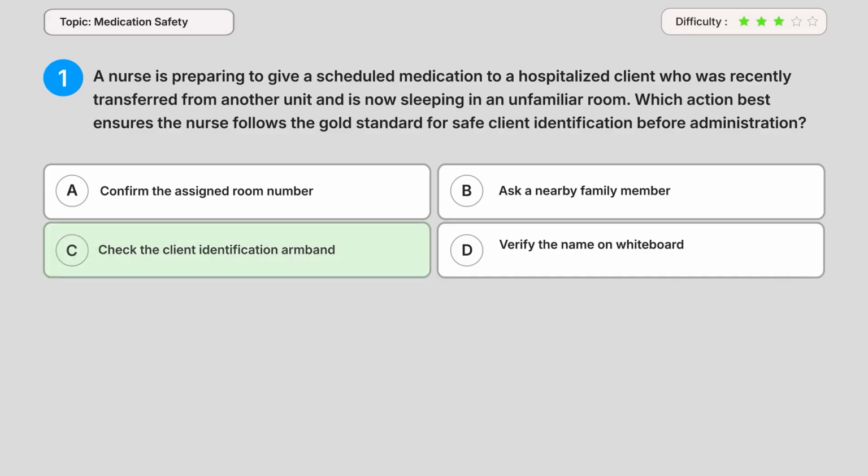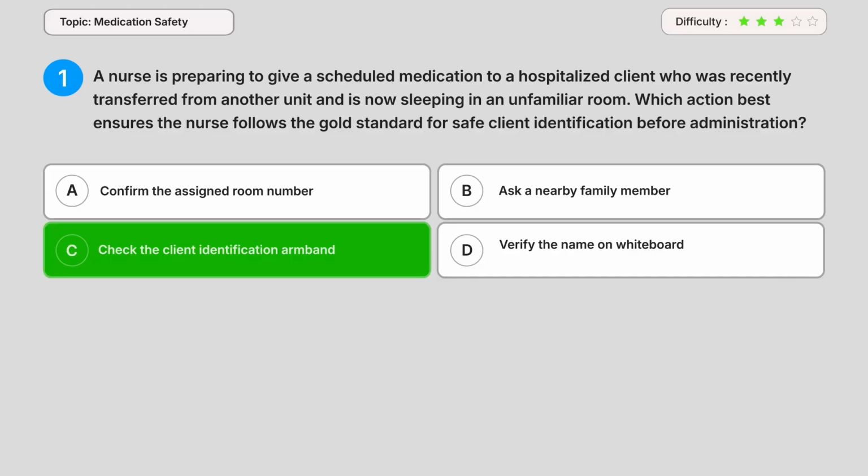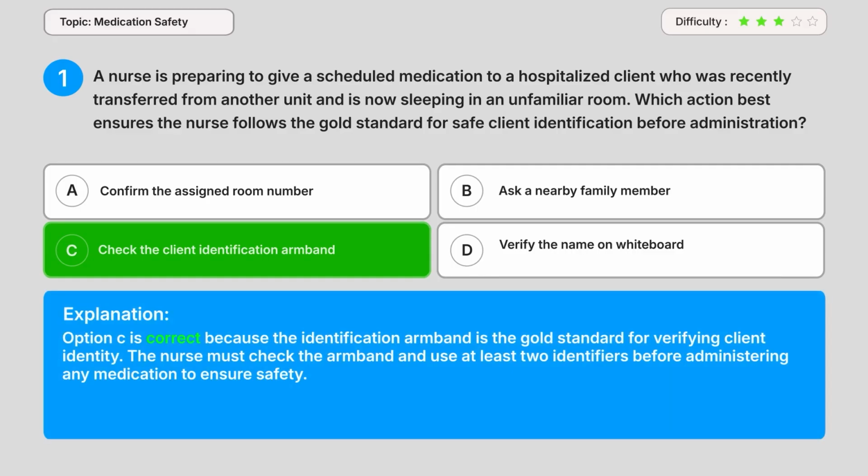Correct answer, C. Check the client identification armband. Explanation. Option C is correct because the identification armband is the gold standard for verifying client identity. The nurse must check the armband and use at least 2 identifiers before administering any medication to ensure safety.